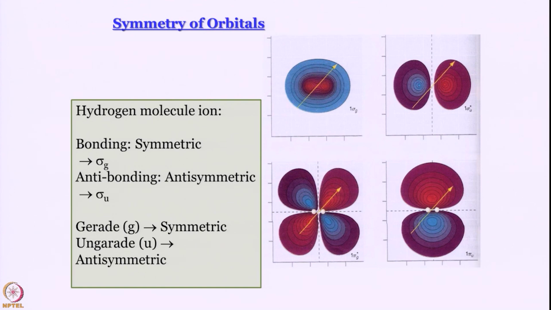And also we can use the subscripts g and u only for homonuclear diatomic molecules like H2, like F2, like N2. If you want to talk about heteronuclear diatomic molecules like say HCl or HF or HI, then you cannot use g and u anymore, because in any case we are going to have an electron distribution that is not symmetric. We will talk about that later.